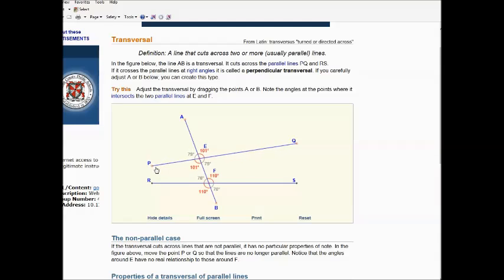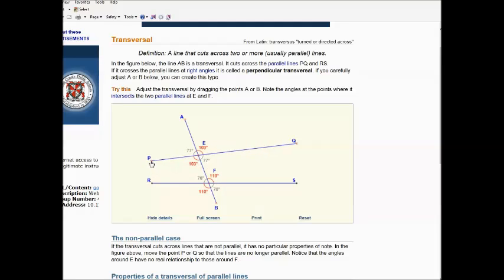Now notice as I do that, only these four angles at the top are changing. However, the vertical angles are still congruent to each other, and the linear pair of angles, the ones next to each other, still add up to 180 degrees. But these four angles at the top are no longer congruent to the four angles at the bottom. Now we have four different angle measures.